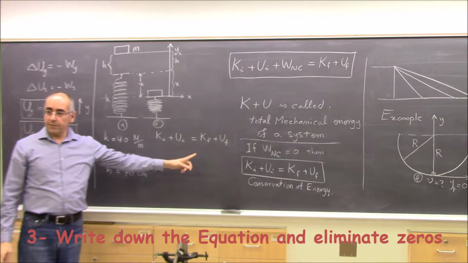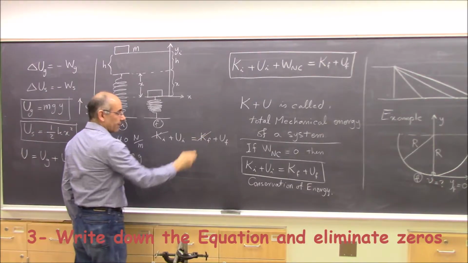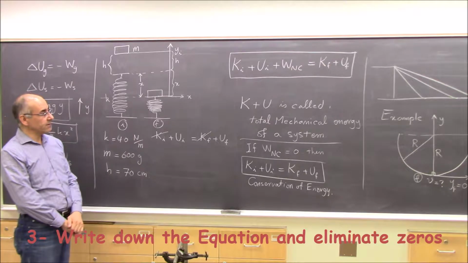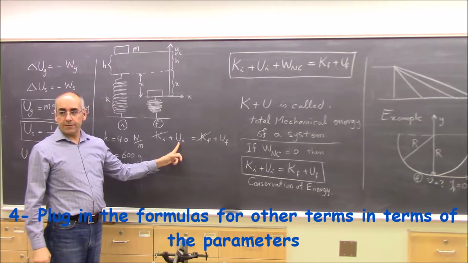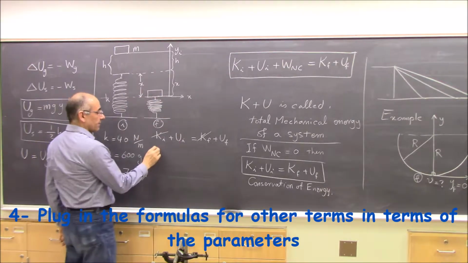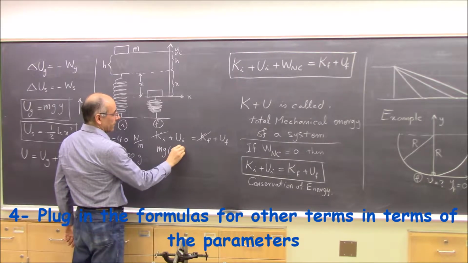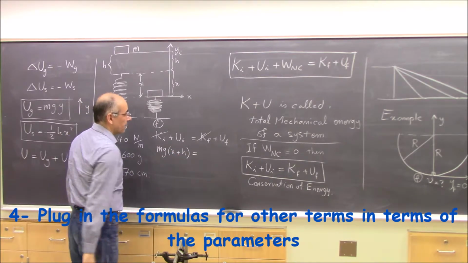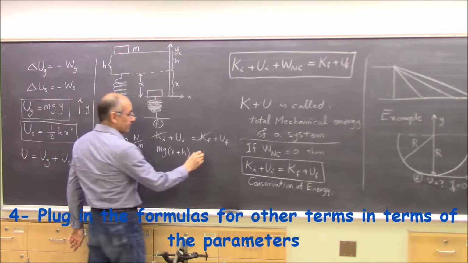Which one of these are zero? Ki and Kf. Yeah, it starts from rest, ends at rest, so both of these K's are zero. And then what is the initial potential energy? mg(h plus x). Yeah, mg times (x plus h), right? What is the final potential energy? Half kx squared. 1/2 kx squared.